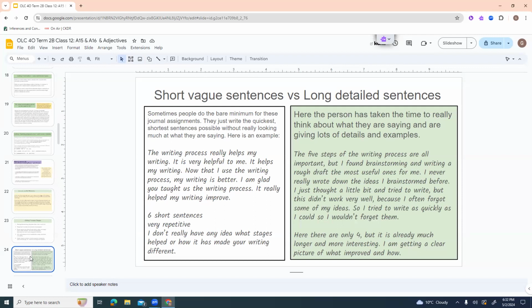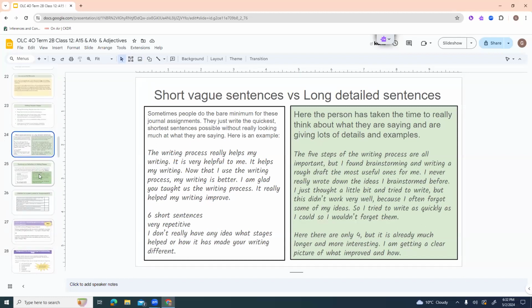Now, this example only has 4 sentences. They need to write more, but it's already so much longer and way more interesting. And I'm getting a much clearer picture of what they improved on and how. And that helps me as a teacher to know what do I need to explain better, right?